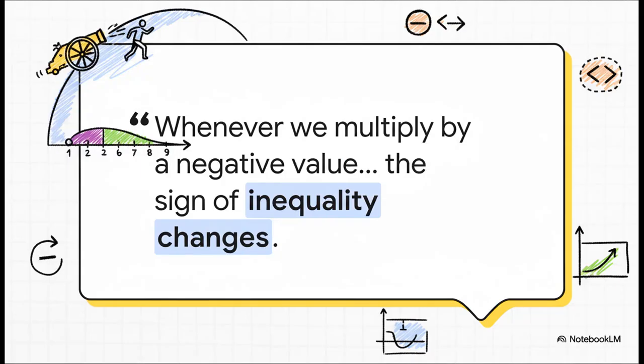And that right there is the golden rule. Seriously, burn this into your memory. Anytime you multiply or divide both sides of an inequality by a negative number, you have to flip the sign. It is the single most common mistake people make. But now that you know it, you're already way ahead of the game.